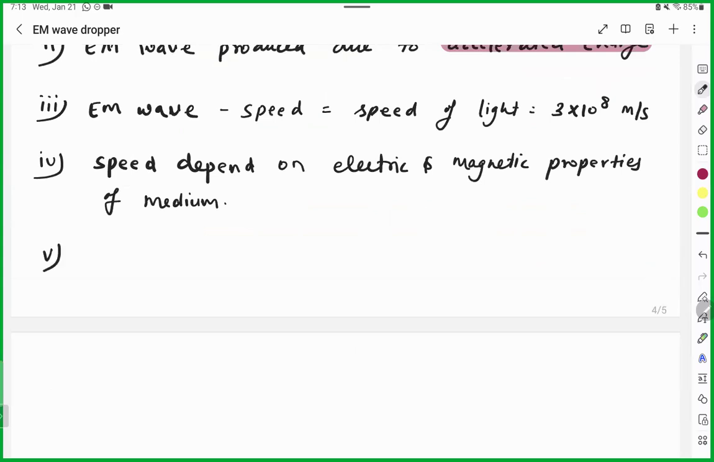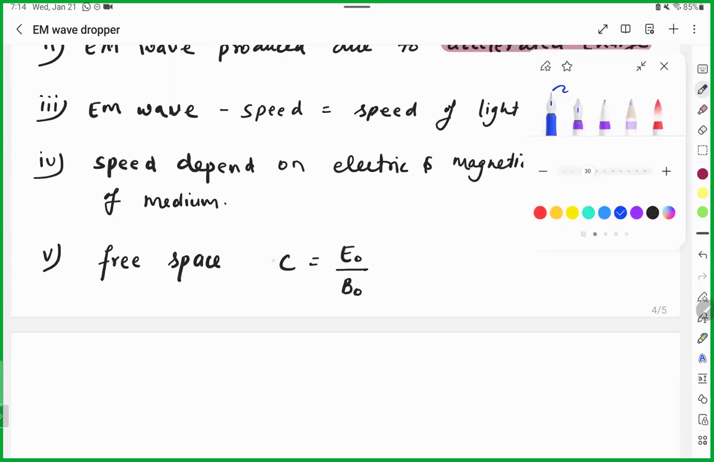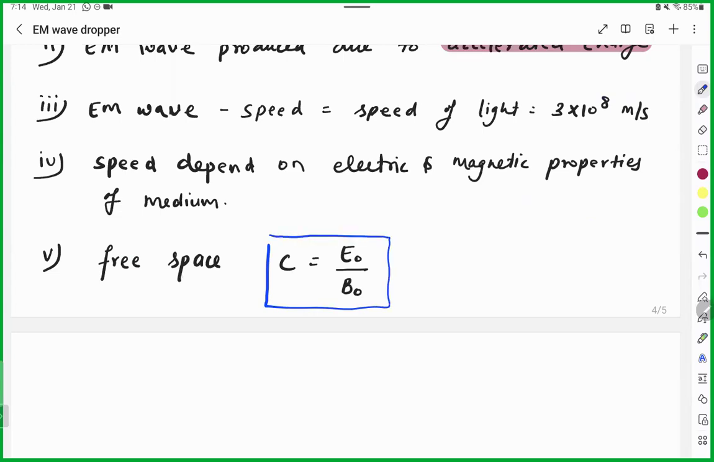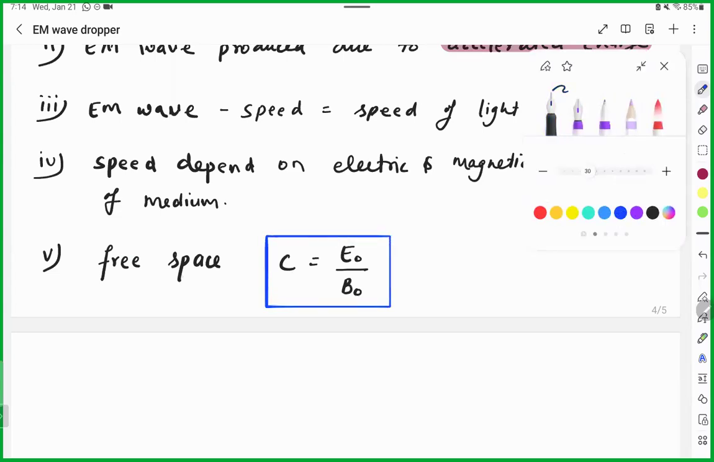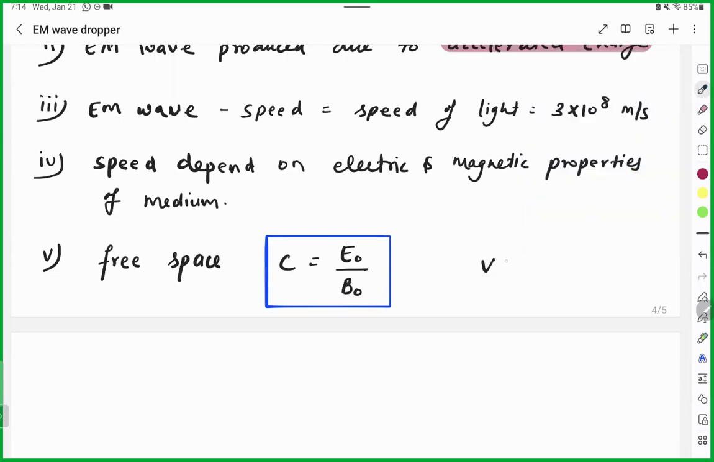Then, fifth, if you see what is the speed in free space, Chandana, in our magnetic field chapter, what was the speed? If you take the speed of light, will it be E naught by B naught? Yes. But if you are not calculating the speed of light, you are calculating any other speed, what will be the formula? Electric field by magnetic field, and because of a negative sign, that's why we are taking the magnitude.